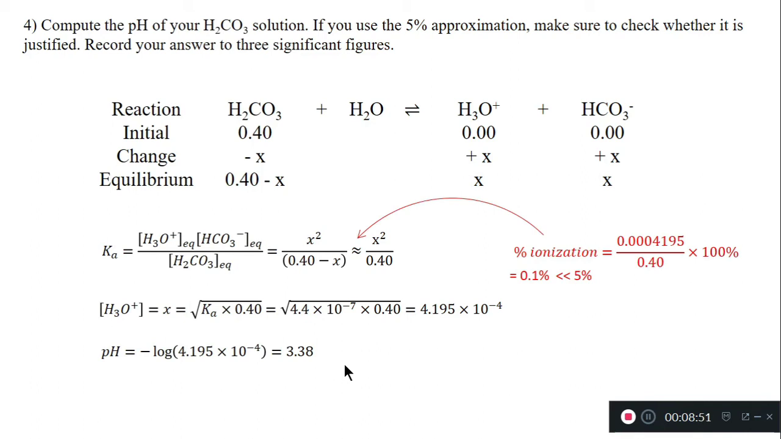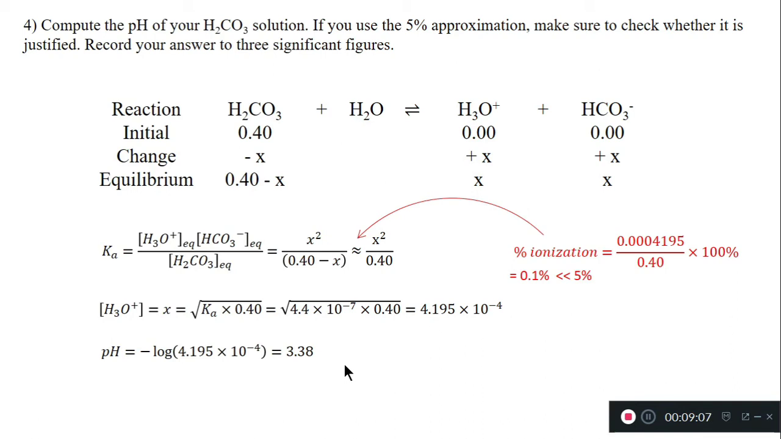So I'm going to calculate the percent ionization, which is how much X is compared to the starting initial concentration of my reactant, in this case, the carbonic acid. And it turns out, if I multiply it out, it's 0.1%, which is well below the 5% limit.